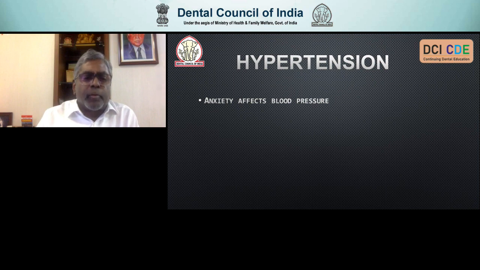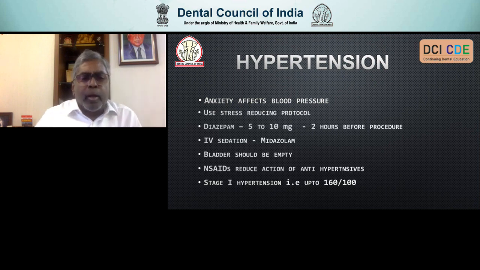You could use some oral sedatives 1 to 2 hours before the procedure, or you could use intravenous midazolam. Make sure that the patient empties the bladder before he sits in the chair, especially if it's a long procedure. A full bladder can actually increase anxiety. And especially if the patient is sedated, it can be even more difficult. So make sure that the patient has an empty bladder when he sits down for sedation.